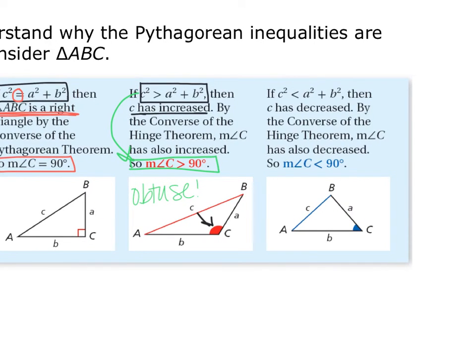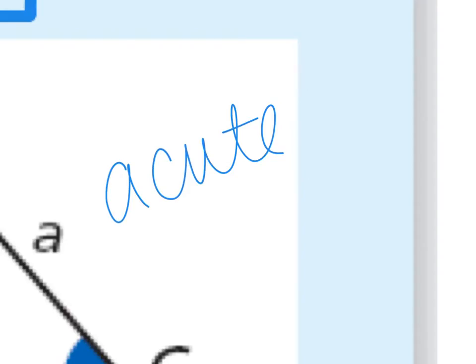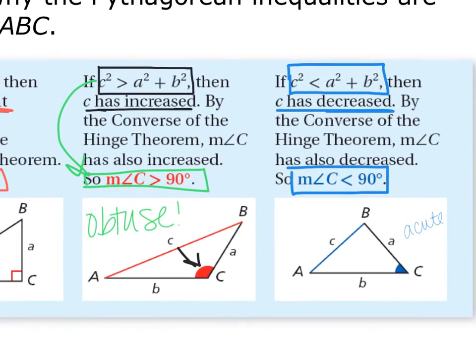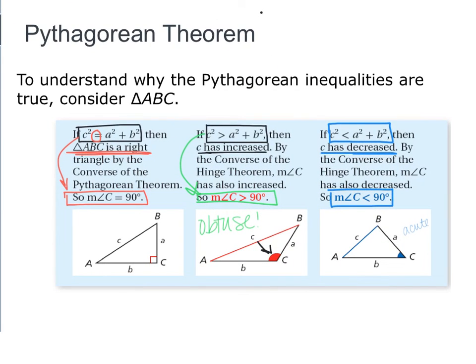Okay, and if I look at this last inequality, if side c is less than a squared plus b squared, then side c has actually gotten smaller. So if side c gets smaller, then the measure of angle C is less than 90 degrees, and we have an acute triangle. So these are our three inequalities.